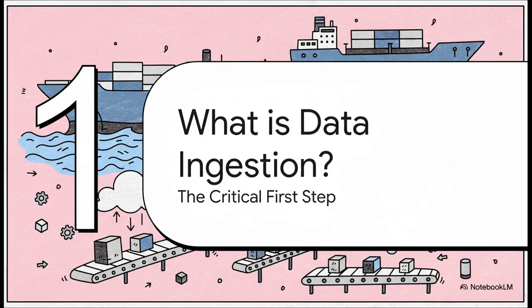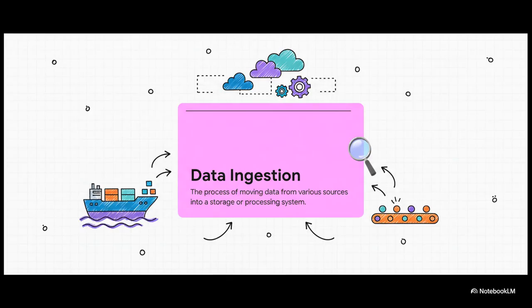Okay, so to make sure we're all on the same page, let's build a solid foundation. Let's define what we actually mean by data ingestion. At its core, data ingestion is really just about moving data from point A to point B. And the analogy on the slide? It's perfect. Imagine a massive warehouse. Before you can organize or use anything inside, you first have to get all the goods off the trucks and onto the loading dock. That's data ingestion. It's the essential, critical entry point for all your information.